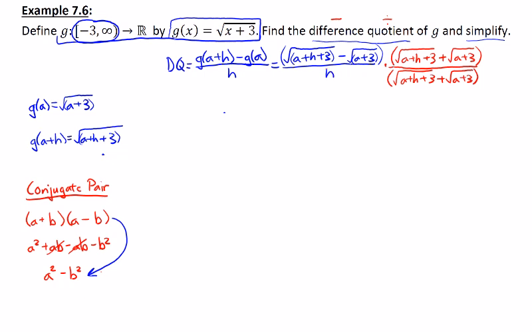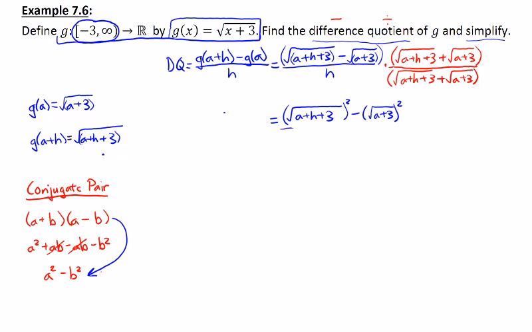So let's start working on the numerator. For the numerator, according to what we came up with about conjugate pairs, I should be able to take the first term, which is the radical square root of a plus h plus 3, and then I need to square that. And then I'm going to subtract the second term, which is the square root of a plus 3, and I need to square that. So that's the quickest way to get that conjugate pair multiplied together.